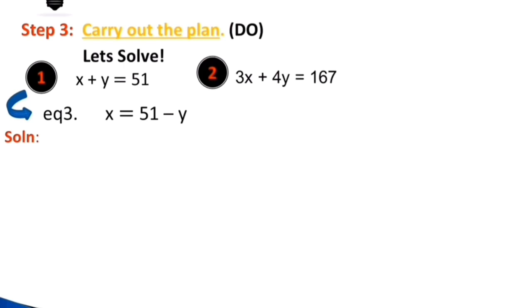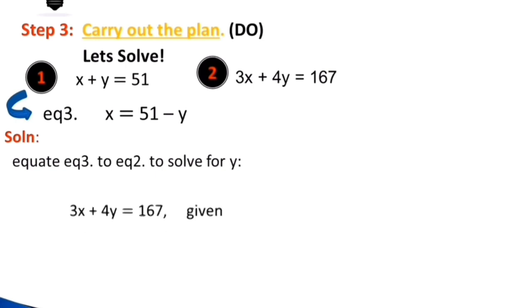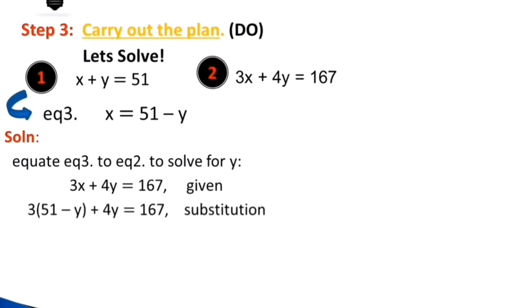I am going to equate equation 3 to equation 2. That would be the solution. Bring down equation 2, part of the given, and substitute all the value of x by 51 minus y. Then I am going to multiply 3 to the terms inside the parentheses. So right now I have 153 minus 3y plus 4y equals 167. That is by distribution. Since I am looking for y, I am going to simplify the y part, with the constant on the other side as well.